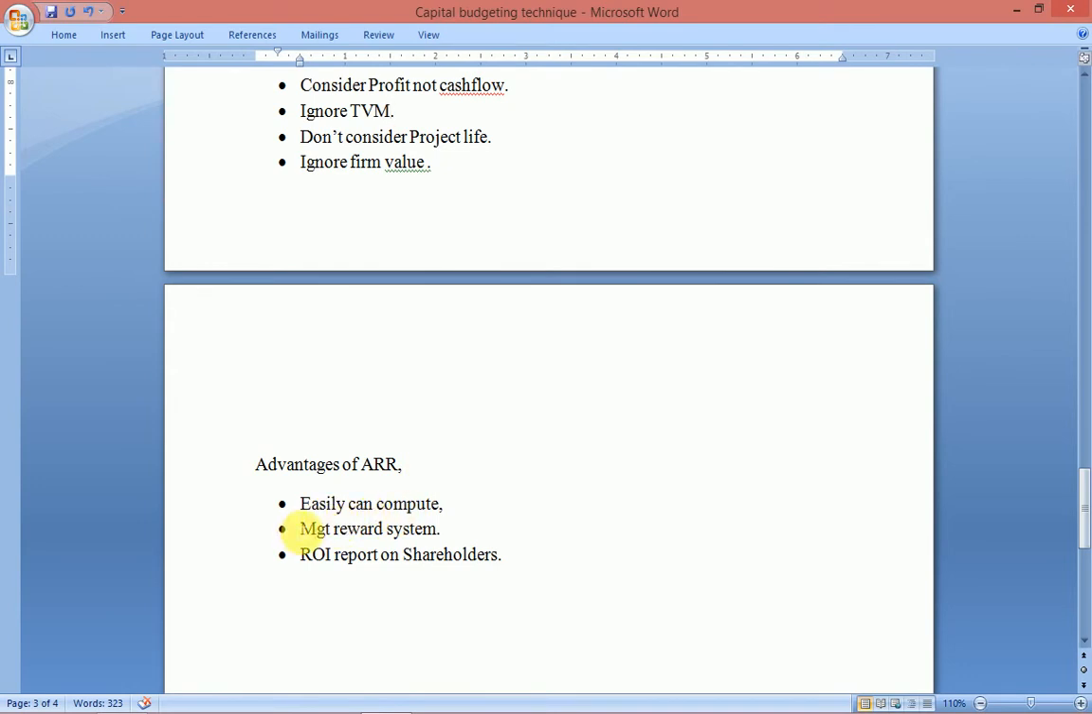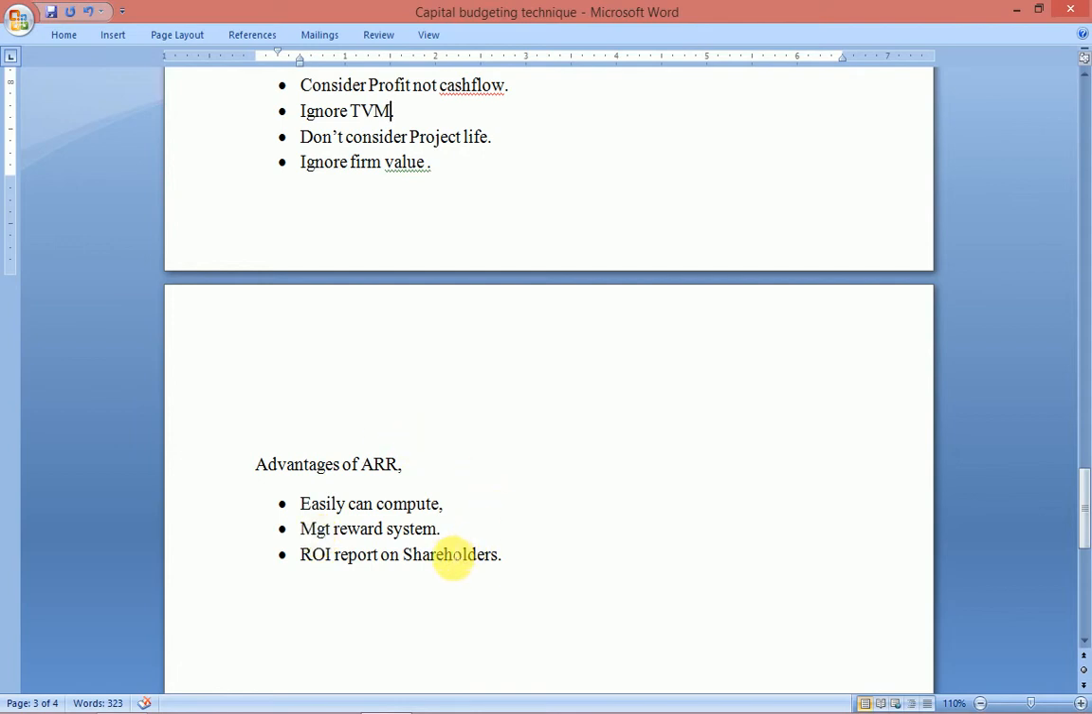Another advantage is the management reward system. You can easily compare how well management performs and the accounting rate of return they gain, and according to this you can give rewards to your management for their performance.